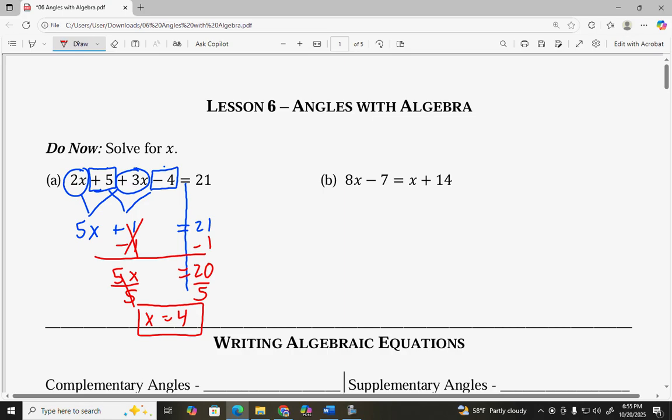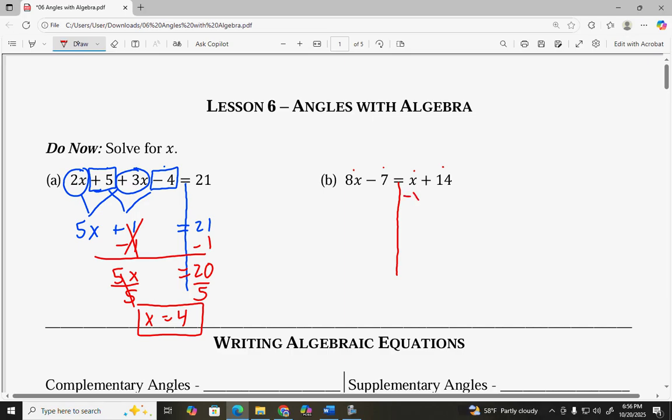Let's remind ourselves how to do something with variables on both sides. Letter B. Here's the center of our equation. I look at the left side, the 8x and the negative 7, they can't combine. They're not like terms. And on the right side, the x and a 14, they can't combine. They're not like terms. So now it's time to get the variables to one side.